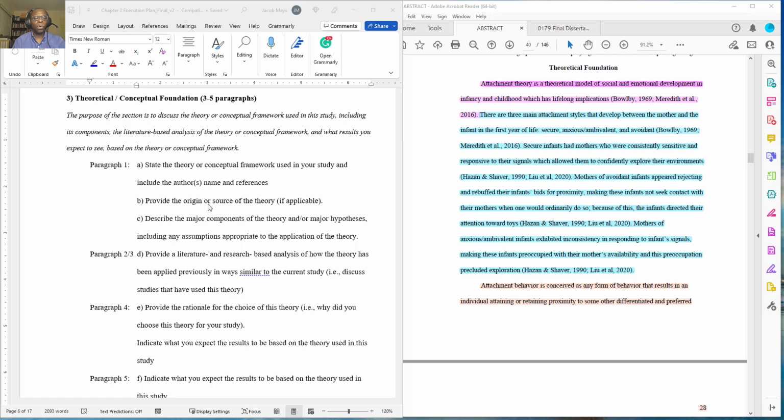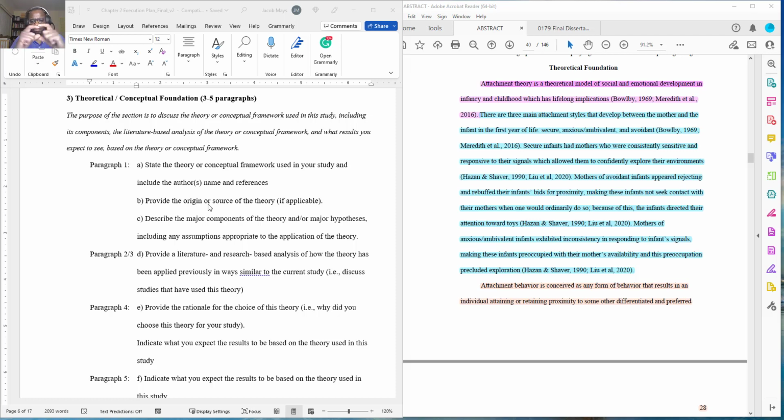Next, provide the origin or source of the theory. Now, attachment theory doesn't have any origins technically. It has germinated or developed from its own self. However, if attachment theory was developed from another theory, then we would say attachment theory is a product or was born out of X theory. Okay, X theory is defined as blah blah blah blah. Attachment theory evolved from X theory in 19 or 2000 blah blah blah blah.